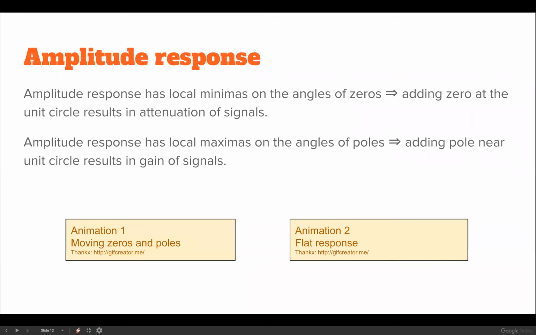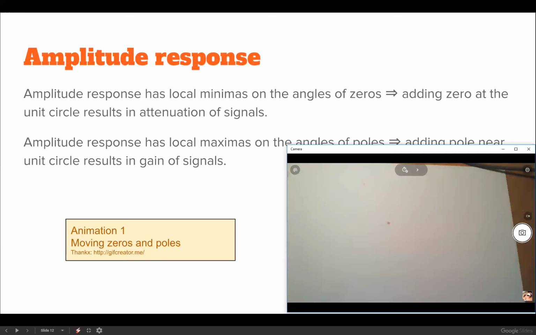A couple of points there. If we have any zero pole plot, let me open up a new page on my drawing board. Amplitude response has local minima at the angles of zeros. Adding a zero at the unit circle results in attenuation of signals. And amplitude response has local maxima at the angles of poles. Adding a pole near the unit circle results in gain of signals. Okay, so before going to those animations, I'll show you what it in principle looks like.